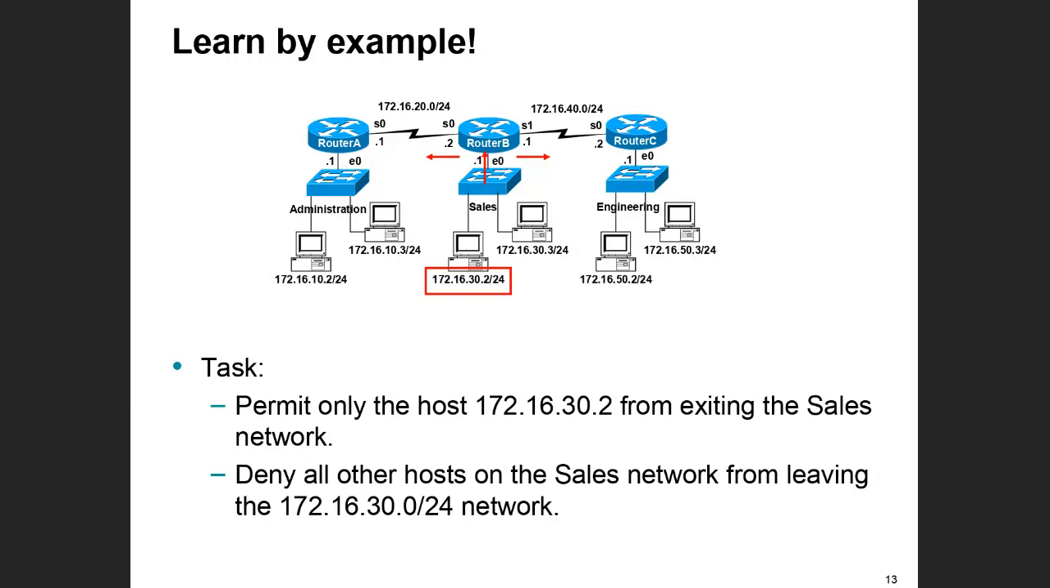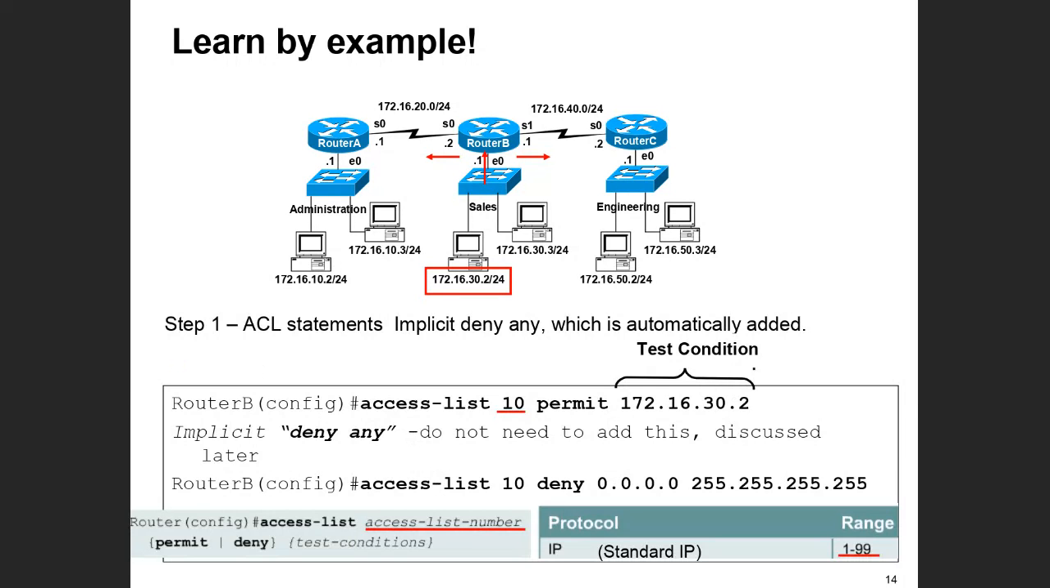Okay, so here's our task. How are we going to do this? On router B, which is this one right here in the center, the default gateway for the sales department, we're going to write a statement that says access-list 10, and because it's from 1 to 99, it's a standard access control list. We're going to write access-list 10 permit 172.16.30.2. That's the IP address of the sales manager, the head of the department. He gets to have his traffic go to the rest of the company. No one else gets to have their traffic leave. So we're going to permit him to do that.